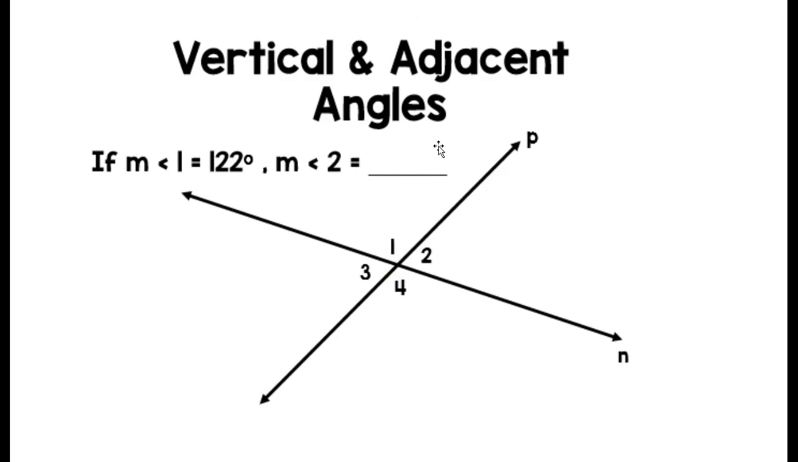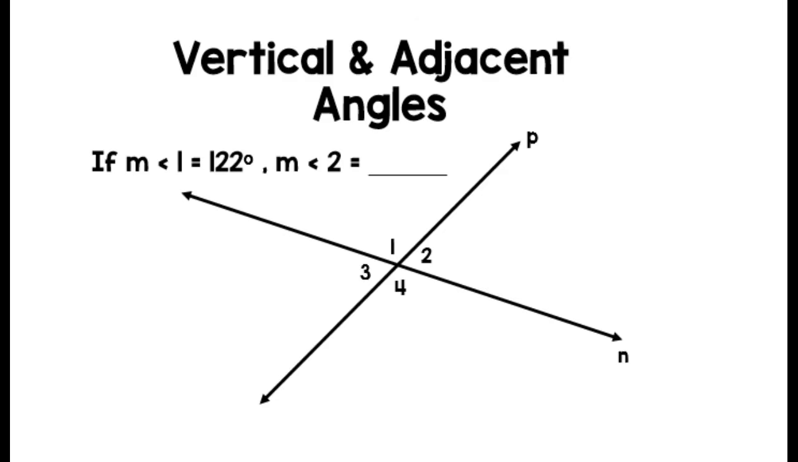Alright, here's a similar problem, but not exactly the same. If the measure of angle 1 again is 122 degrees, what is the measure of angle 2? If we look at these two angles, 1 and 2, they are not across an intersection from each other. They're actually next to each other, which brings us to our next category of angles, adjacent.